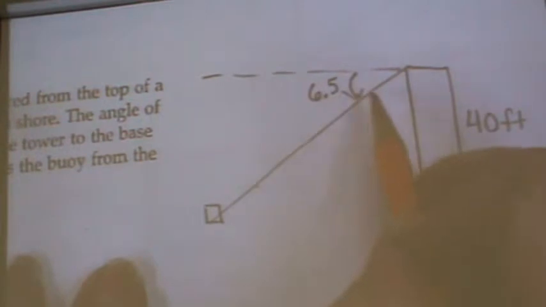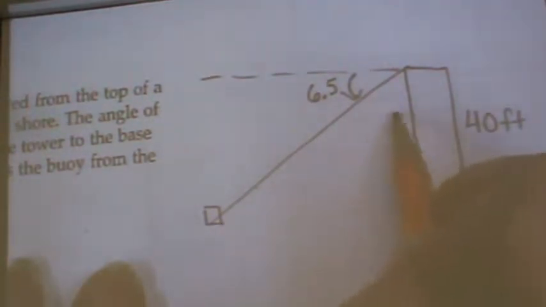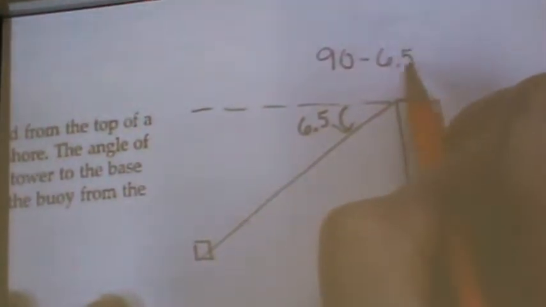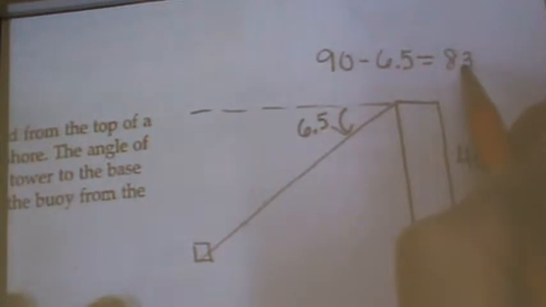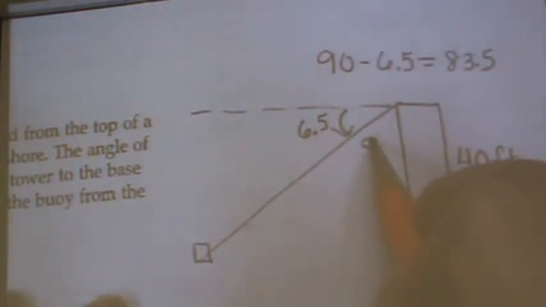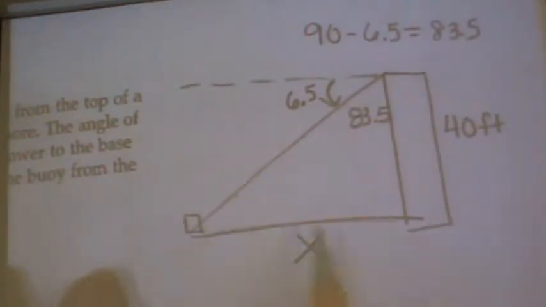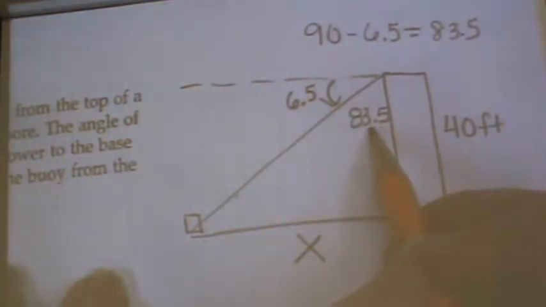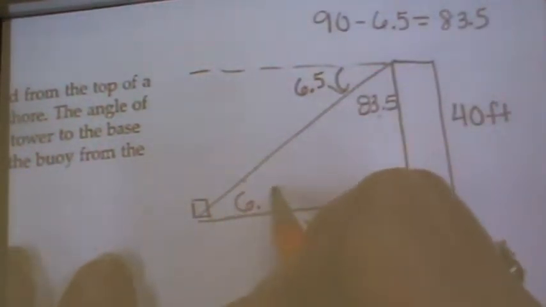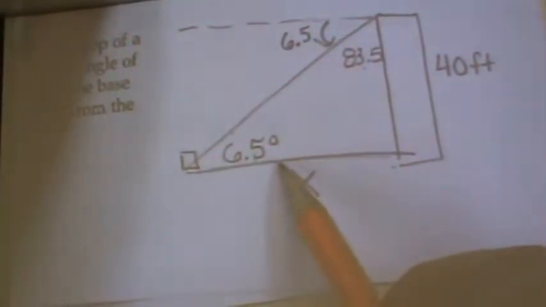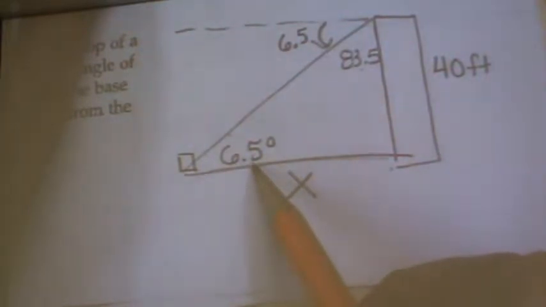So if this is 6.5, you could get this angle easy by doing 90 minus 6.5. And you get 83.5. Now, if you don't want to use this angle, because they're asking you how far, they want this. How far is the buoy from the tower? They want this measured. Do you need to figure this out? Not really. You learned in geometry that 2 parallel lines cut by a transversal, alternate interior angles are congruent. So we know that even though this is your angle of depression, this is also 6.5 degrees from geometry.